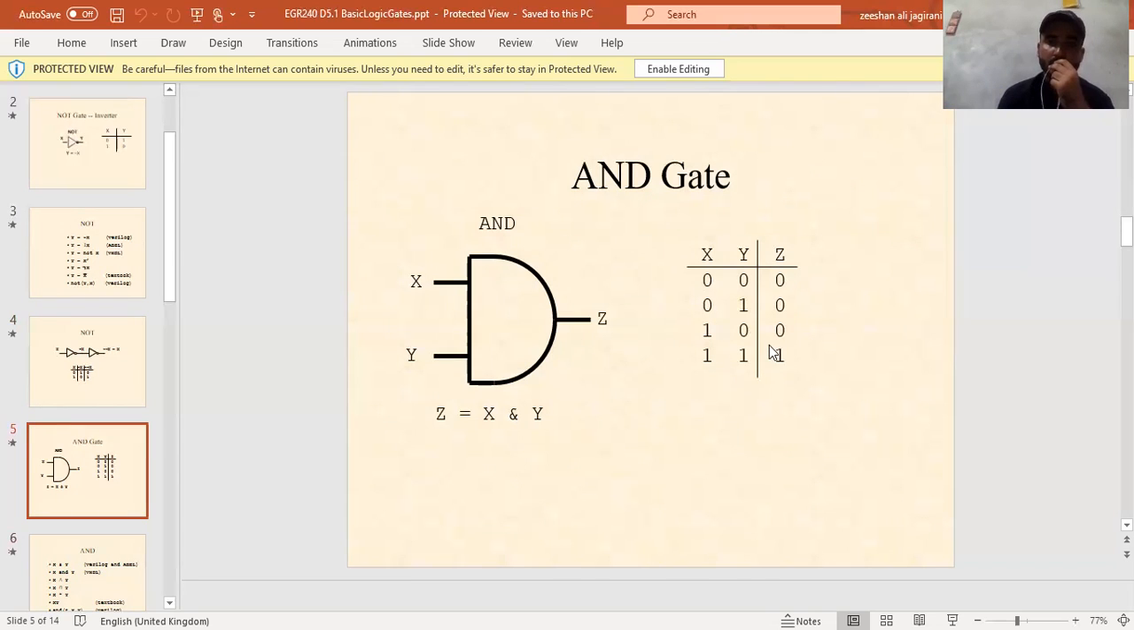Now you will learn the product. 0 into 0 we get output 0. 0 into 1 we get output 0. 1 into 0 we get output 0. 1 into 1 we get output 1. And this is all about the AND gate.